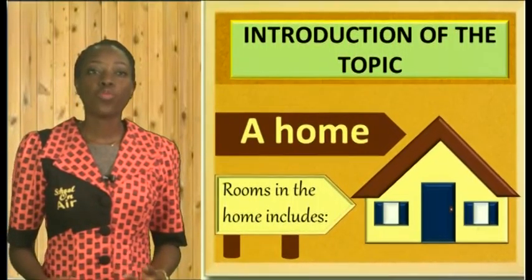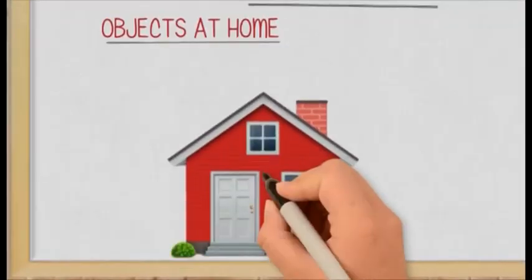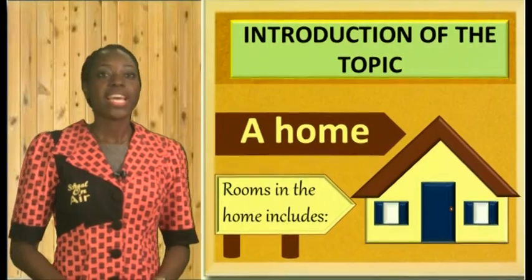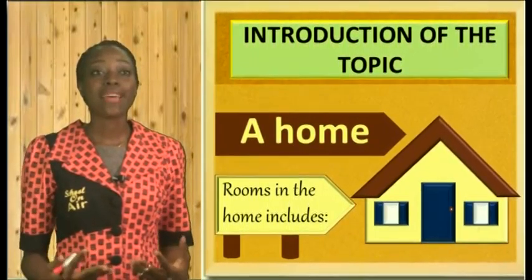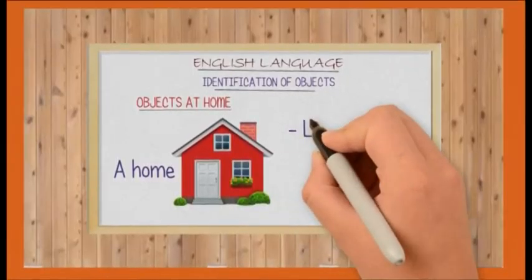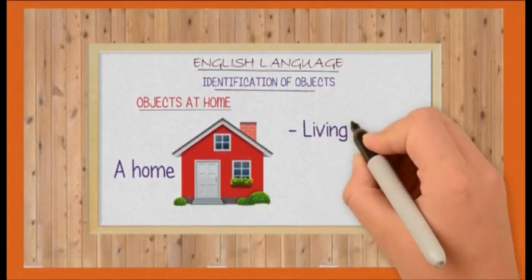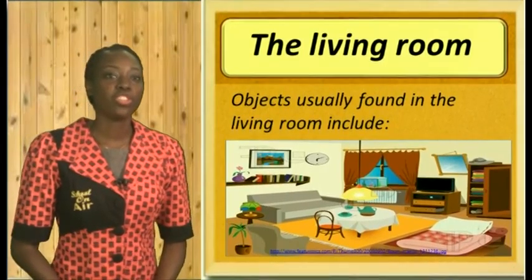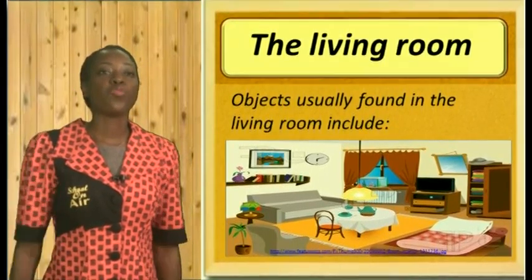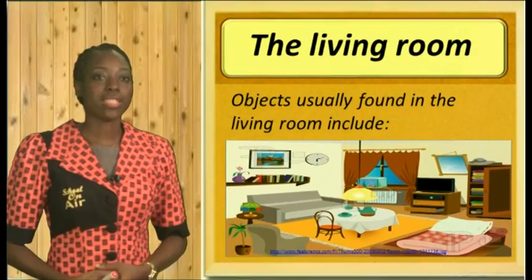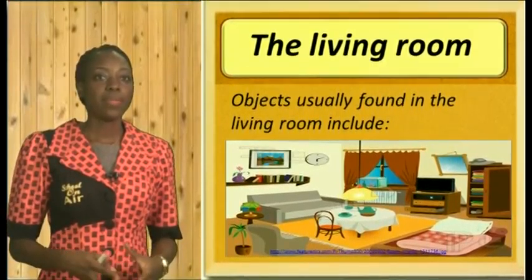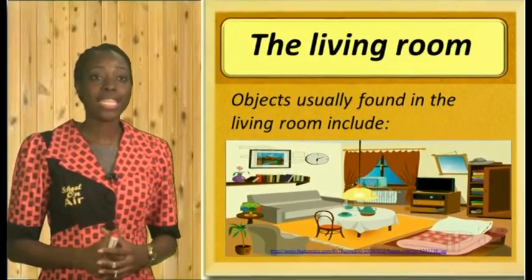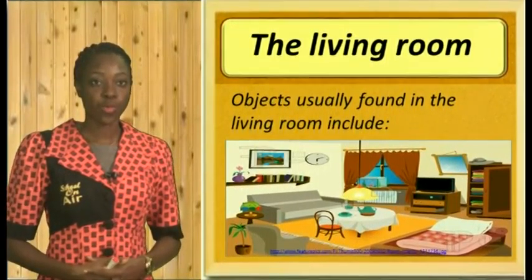Now, we have different rooms in the home. Here are some of the rooms that we have inside the home or inside the house. First of all, we have the living room. There are some objects that are usually found in the living room, or what some of you know as the sitting room. There's a picture on the screen right now. It's a picture of an example of a living room or a sitting room.